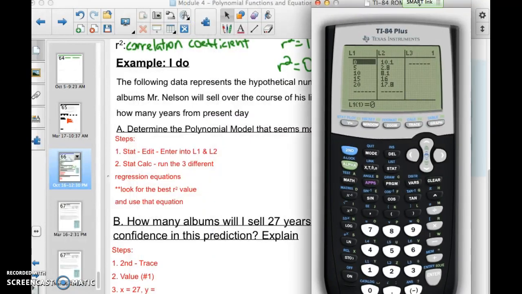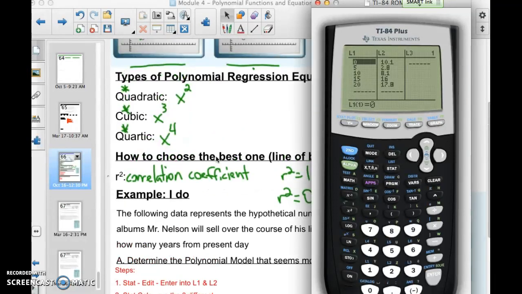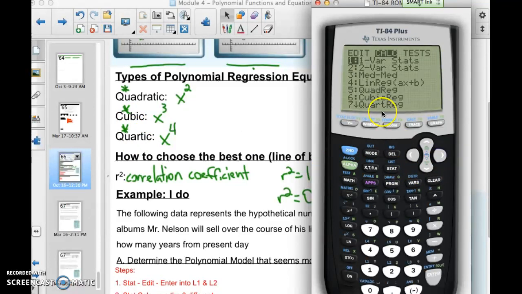Alright, then the next step, step 2, says stat calc, and then I'm going to run the three different correlation coefficients, or three different polynomial models, sorry. So it's quadratic, cubic, and quartic is what I'm looking at. So then I hit stat, go over to calc. I'm going to try the quadratic regression first. Alright, I hit enter, and then I hit enter one more time.